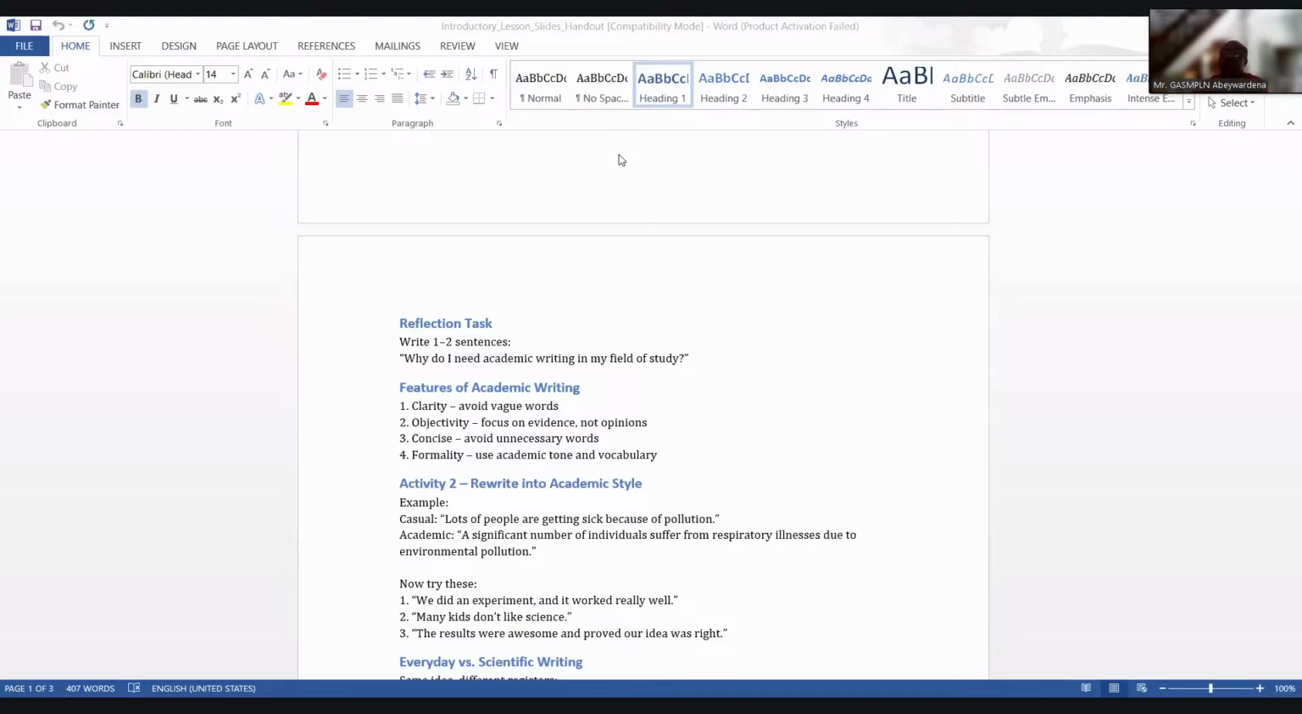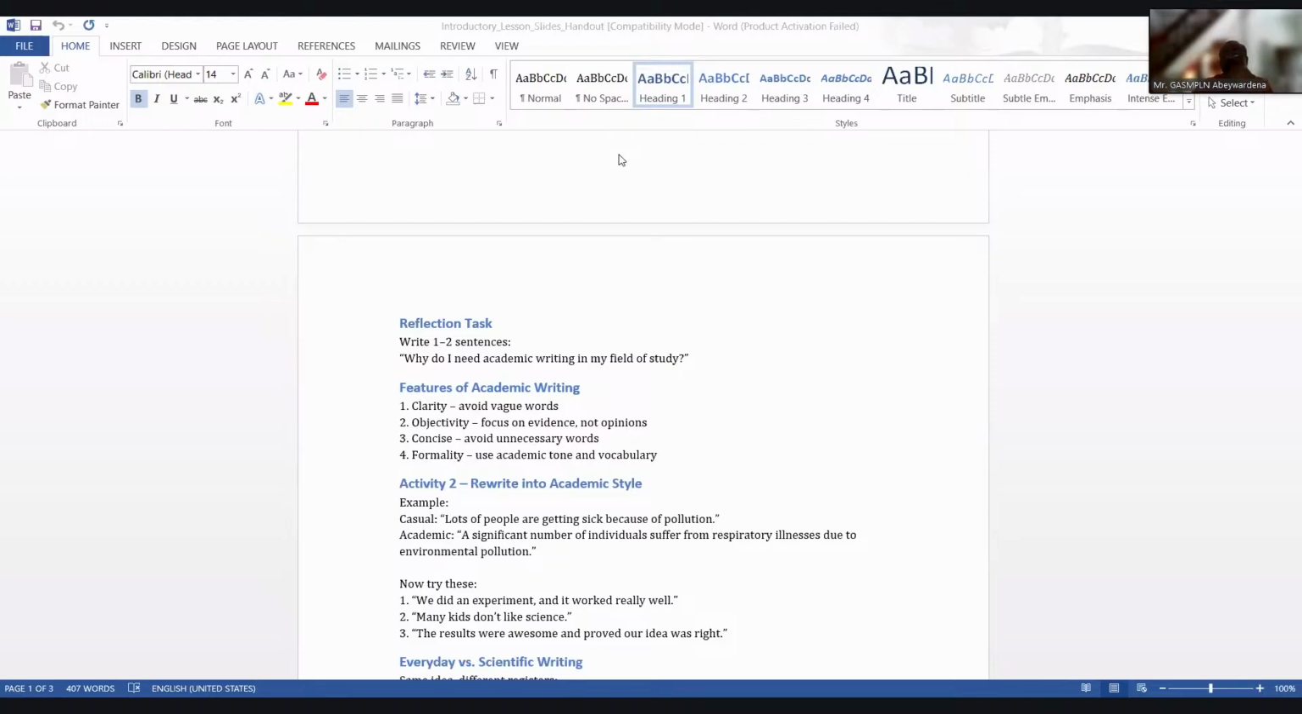Right. I received 1 answer in the chat. I will read. Right. ICT 118. No name. I will read these 2. Please, everybody listen to me. Right. Sentence number 1. I need academic writing in my field of study to clearly express my ideas and support them with evidence.